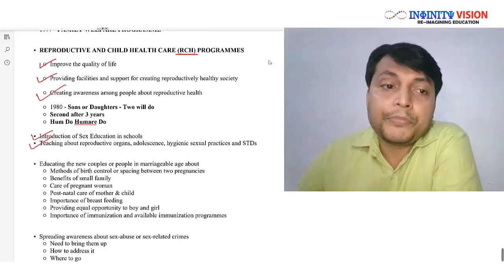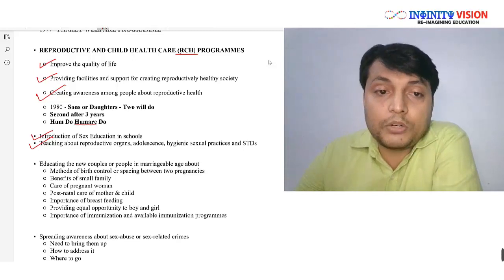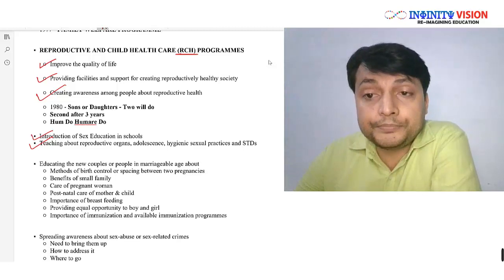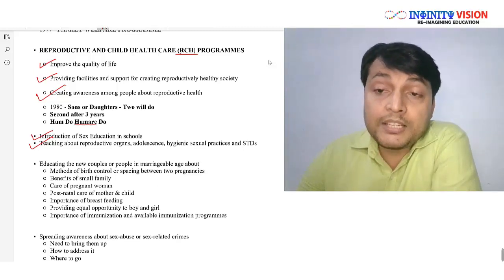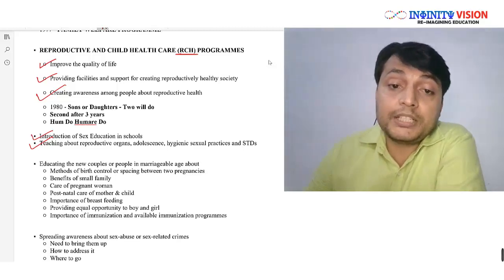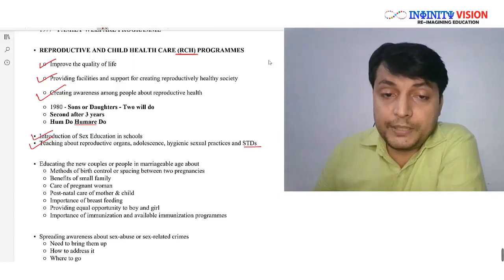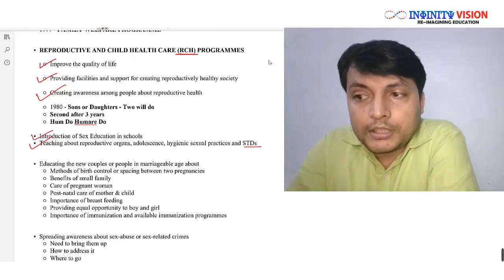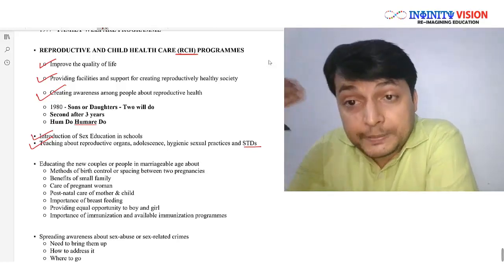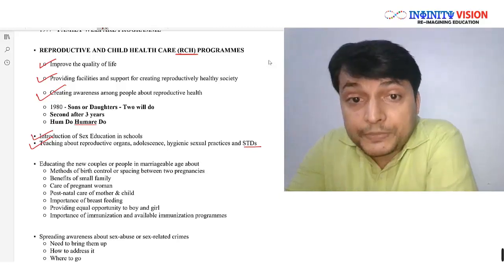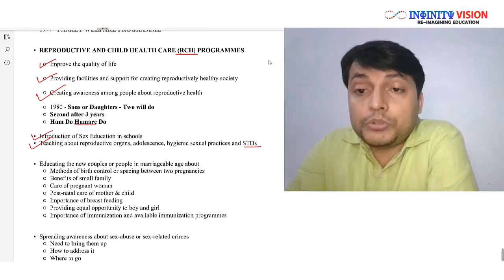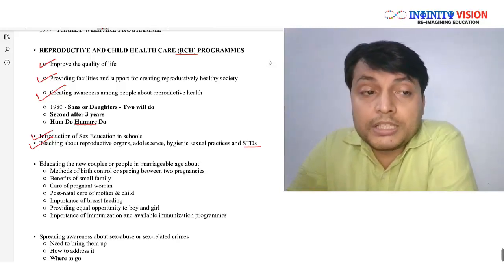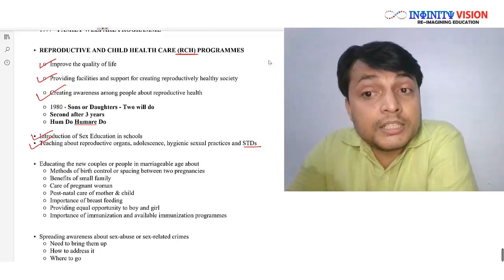उसके अलावा we started teaching these kids about hygienic sexual practices, how to maintain sexual hygiene, and about different sexually transmitted diseases, that is STD. So in this we also teach about how these STDs spread, how to stop them, how to take care of yourself. ठीक है, तो ये सारा कुछ बताया जाता है in sex education.